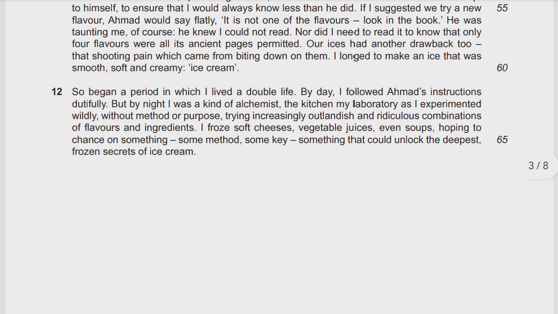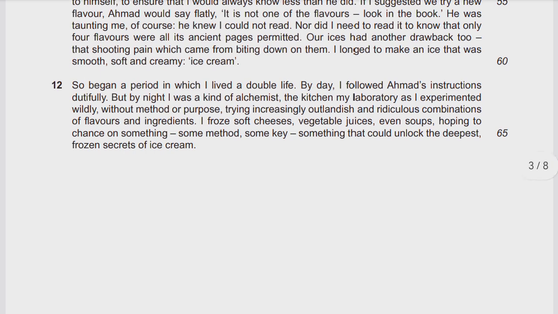I froze soft cheeses, vegetable juices, even soups, hoping to chance on something, some method, some key, something that could unlock the deepest frozen secrets of ice cream.